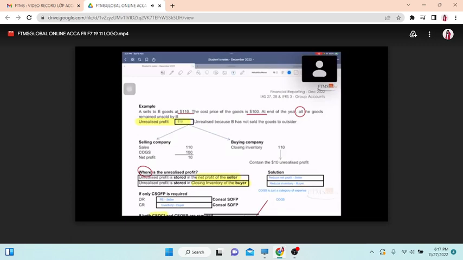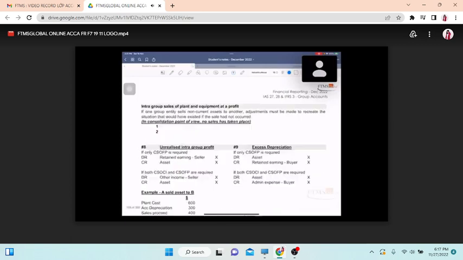Okay, so next is intra-group sale of plant and equipment. So it's intercompany sale of PPE. Same thing. I sell a machine. I sell to myself a machine at a profit. So what do we do? Okay, so here are some guidelines.